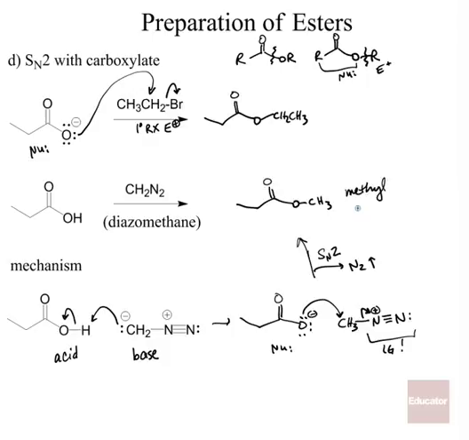So diazomethane is a unique reagent that can only make a methyl ester, because it is a one-carbon electrophilic reagent that delivers that one carbon as a methyl group. That's an interesting reagent and a nice way you can make a methyl ester in particular, taking advantage of an SN2 mechanism.